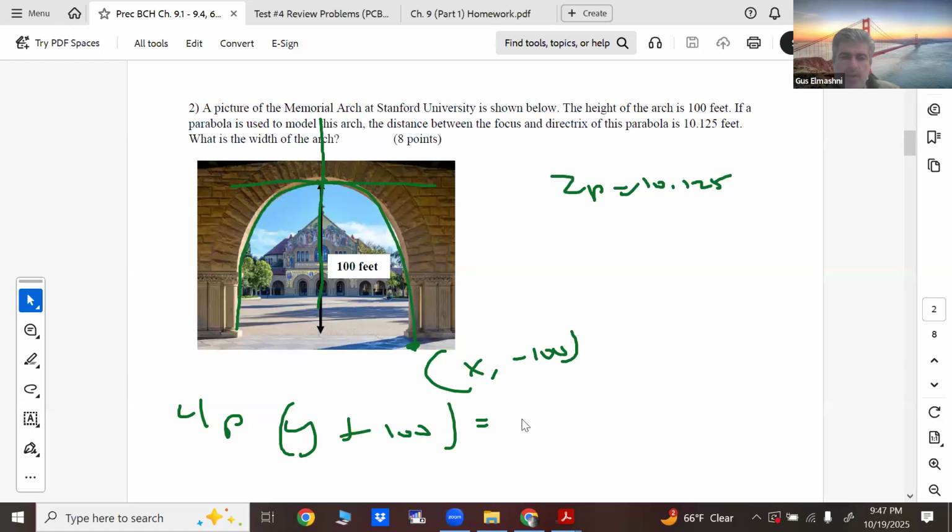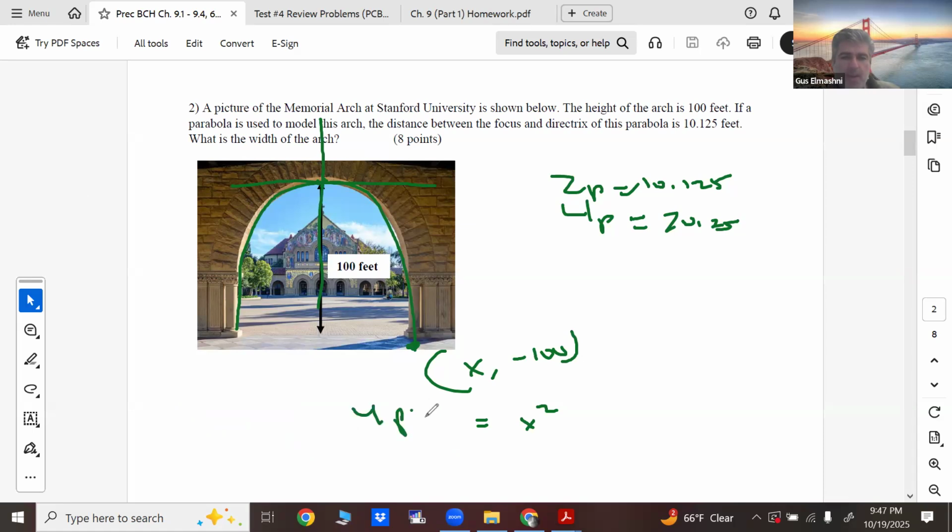Oh, wait, hold on, I'm tripping. Okay. Once you solve for p, 4p will be 20.25, and then you can plug in -100 for y. Sorry, wait, I'm losing my mind. Vertex is 0, 0. No wonder some of your hands probably went up, because I'm losing my mind. Sorry, it's 4py equals x squared.